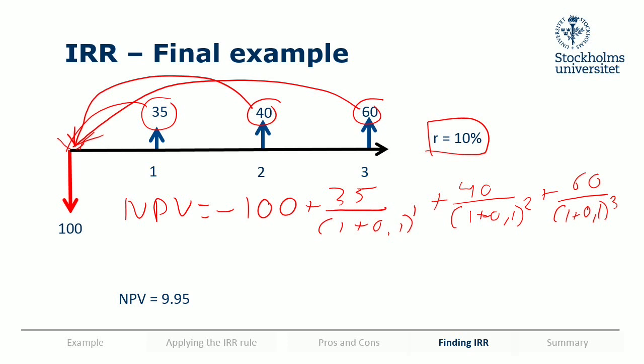So what did that tell us? Well, remember this picture? It says that we have a positive NPV, so we're somewhere in this area. Maybe we're here. This is NPV equal to 9.95, and this is then 10%. It means that the IRR is higher than 10% because it should be to the right, so it should be a higher interest rate. So we should guess on a higher interest rate.